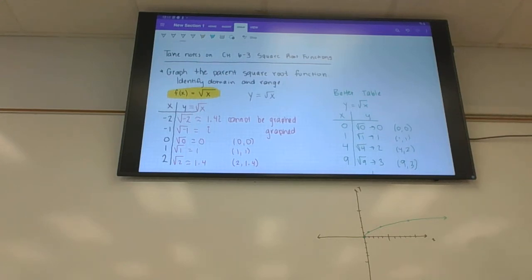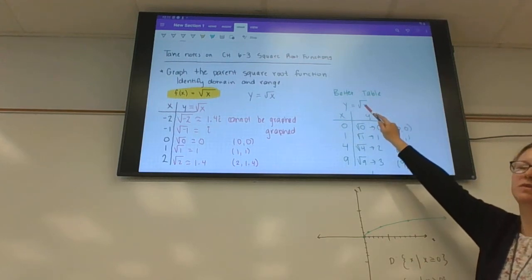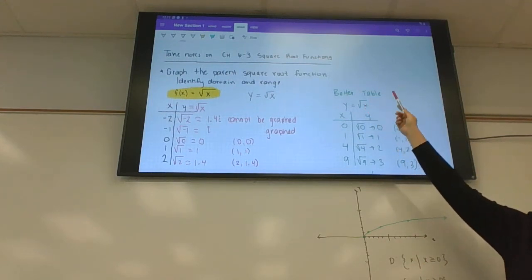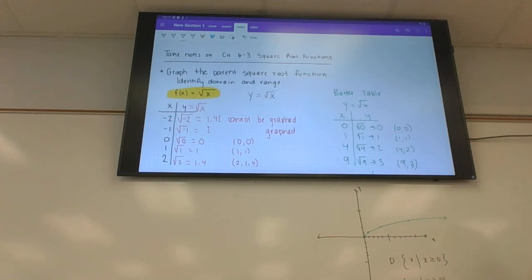Yeah, let's hear domain and range. Well, looking at the picture, you look and see where the green line goes. And this green line doesn't go into the negatives. And it can't, but you can't square root a negative. It would be imaginary. It wouldn't show up here.